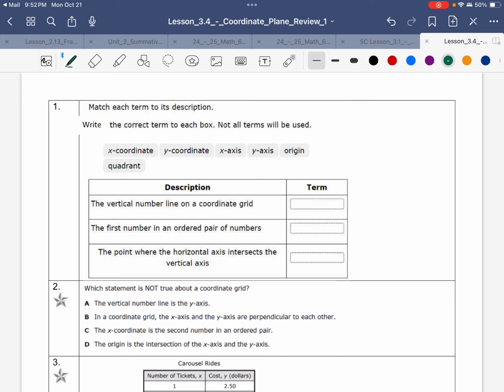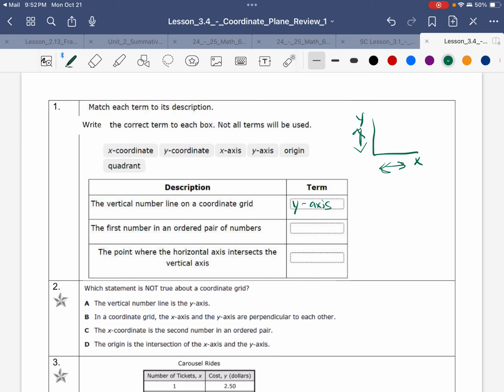The vertical line on the coordinate grid. Okay, so the vertical line, remember, if we're looking at the coordinate grid, this is our X, this is our Y. Our vertical line is here. That means up and down. Horizontal line is here. So that will be our Y axis right here. So this should be Y axis.